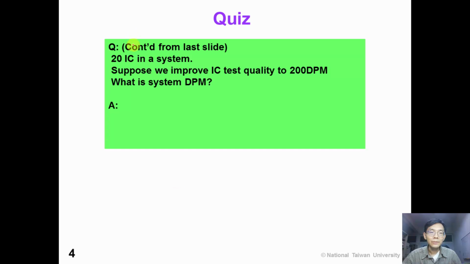Now it's time for a small quiz. Continuing from our last slide, suppose we have the same system which has 20 identical ICs. Suppose now we improve our IC quality to 200 DPM. What would the system DPM be? Please calculate this question.